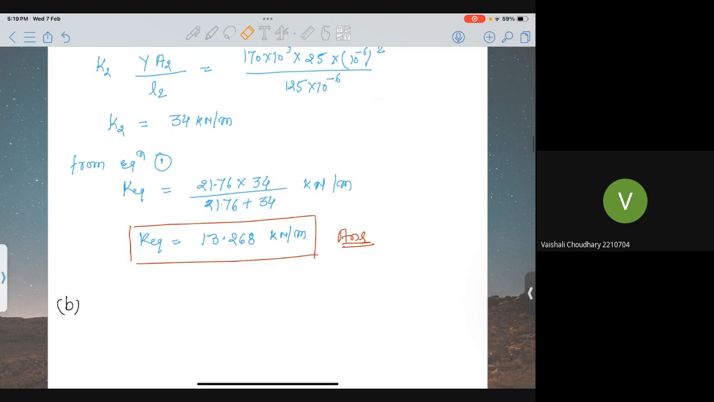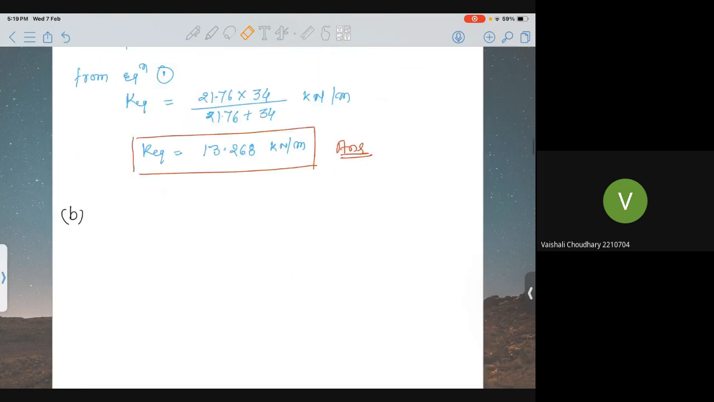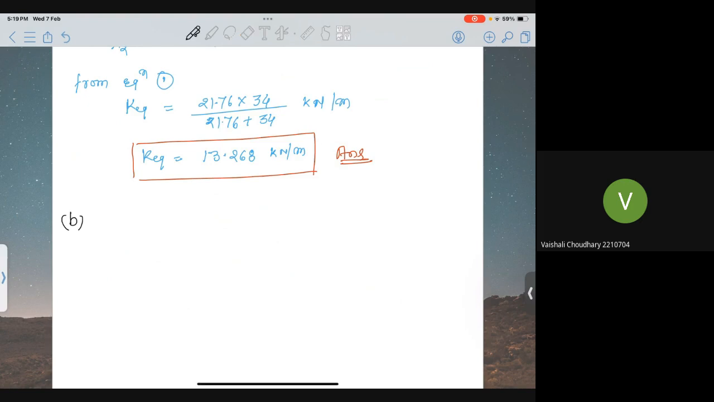So if we draw a free body diagram of the second part, we can draw it as first spring having a spring constant of K1, then one mass, then again the other spring with spring constant K2, and this is fixed. Okay.